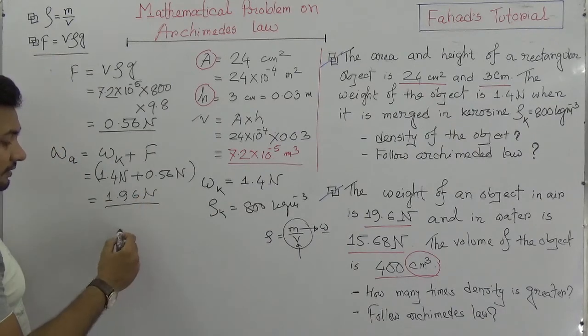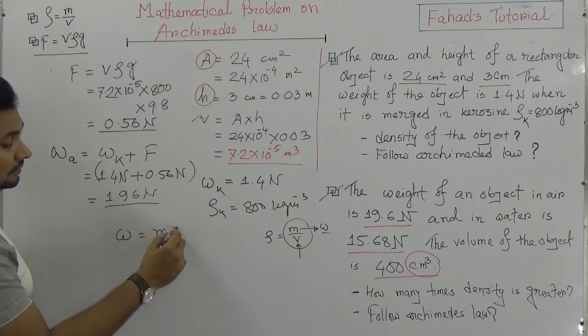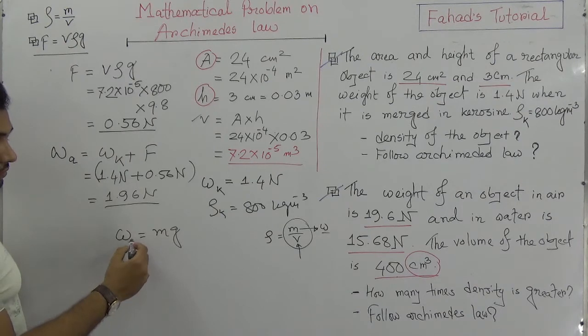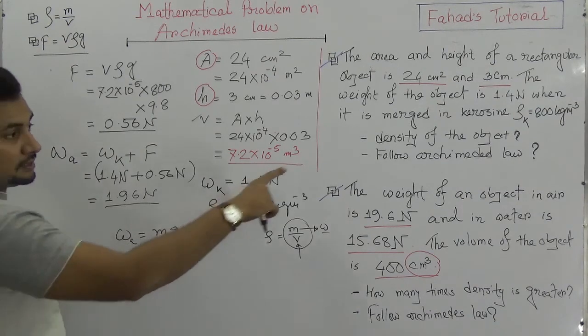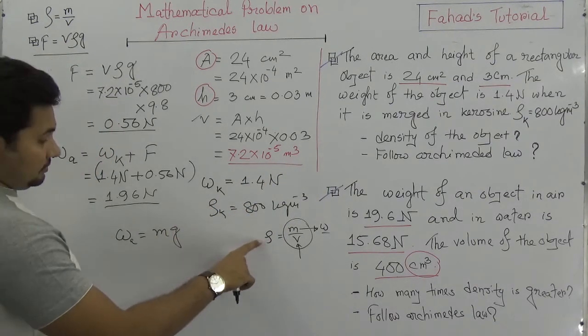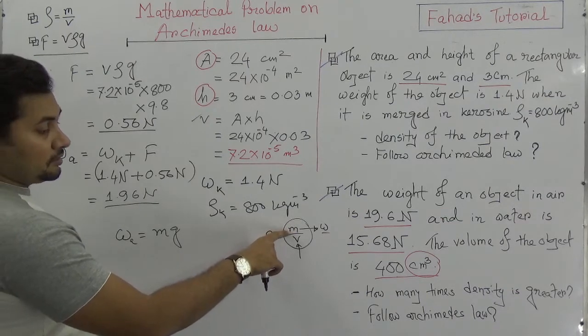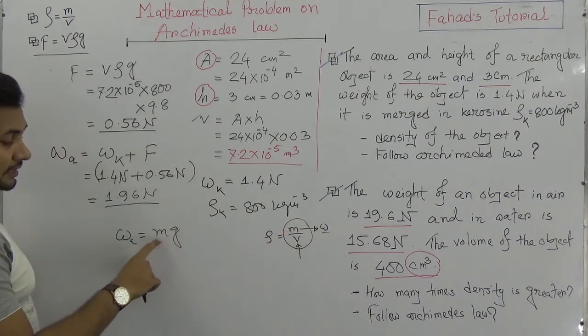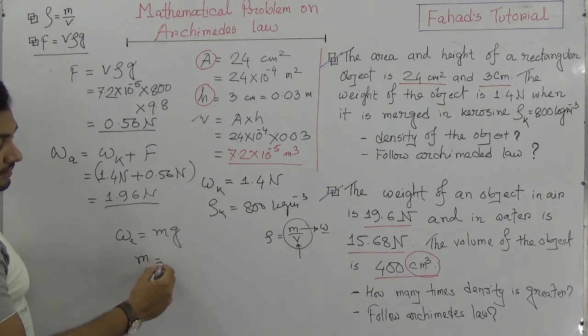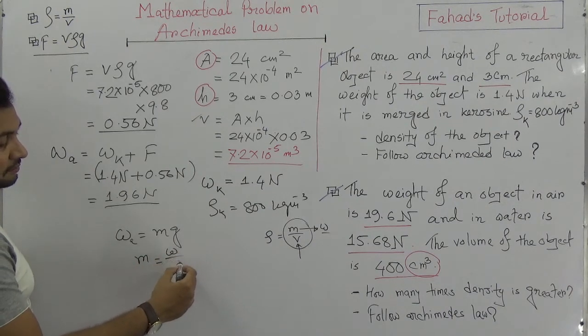Now, W equals mg. The question gives rho equal m by v, so we need to find m. To get m, we need to see that m is equal to W by g.